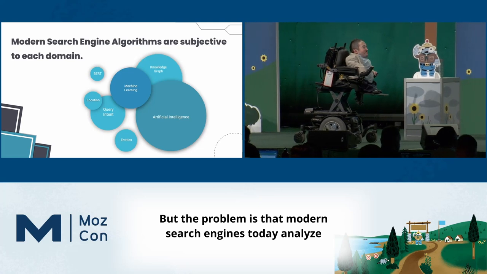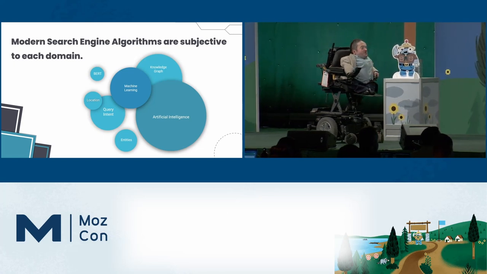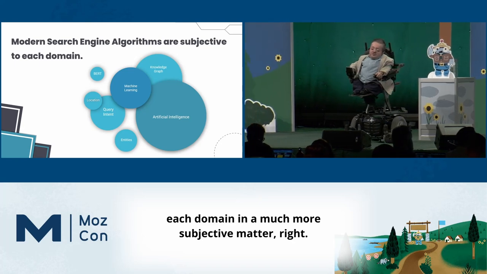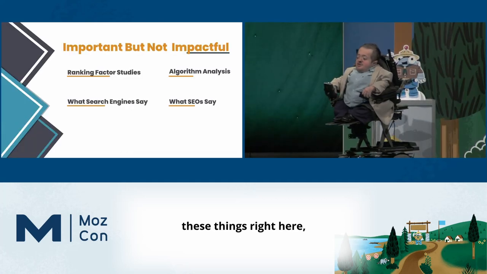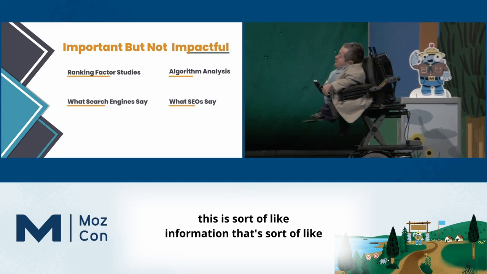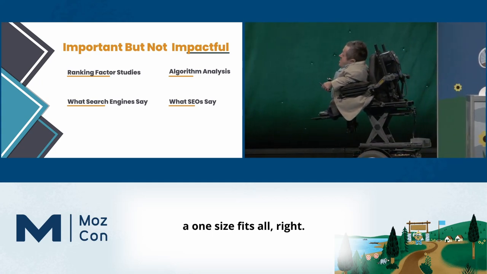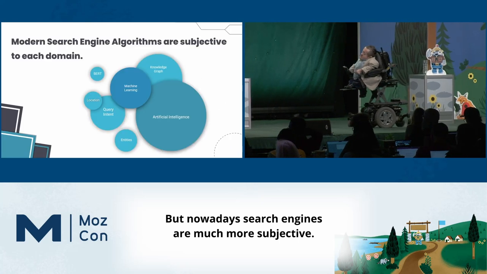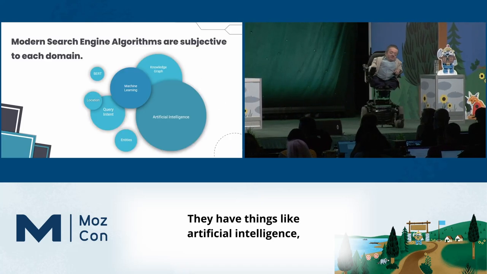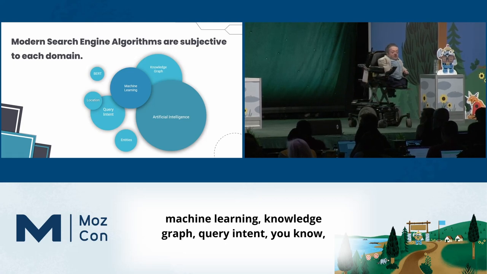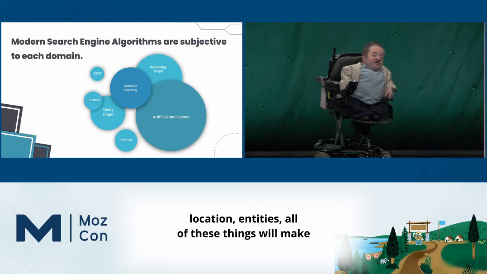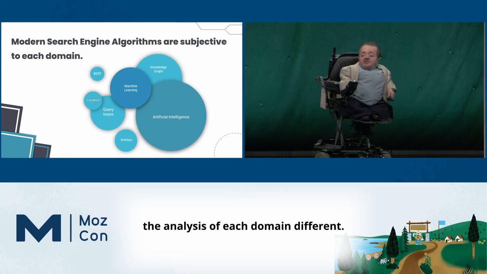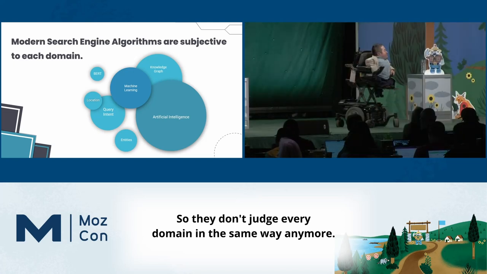But the problem is that modern search engines today analyze each domain in a much more subjective manner, right? So all those things I looked at on that last slide are information that's sort of one-size-fits-all. But nowadays search engines are much more subjective. They have things like artificial intelligence, machine learning, knowledge graph, query intent, location, entities. All of these things will make the analysis of each domain different. So they don't judge every domain in the same way anymore.